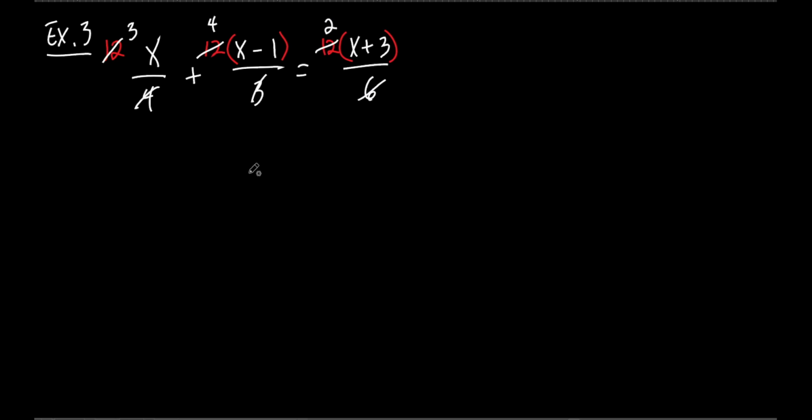Let's clean this up a little bit, make it look a little nicer. Now, at this point, some of you might be able to just go ahead and do this in your head. That's fine, but I'm going to clean it up. This is going to be a 3x, plus 4 times x minus 1, equals 2 times x plus 3. Now it looks very similar to the last problem we just did, doesn't it? Yeah?